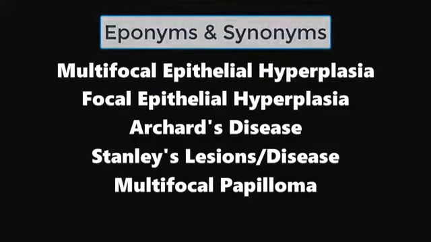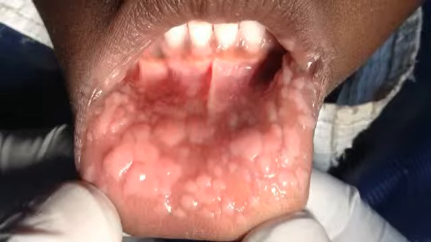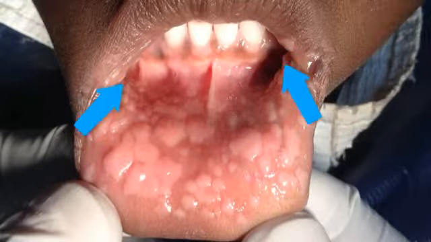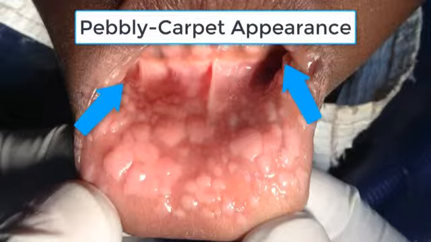Here is a clinical case of Heck disease in an 8-year-old female, and you can easily observe the multifocal and widespread nature of the lesions. In fact, it goes all throughout the oral mucosal surface, forming what you might consider a pebbly carpet appearance.